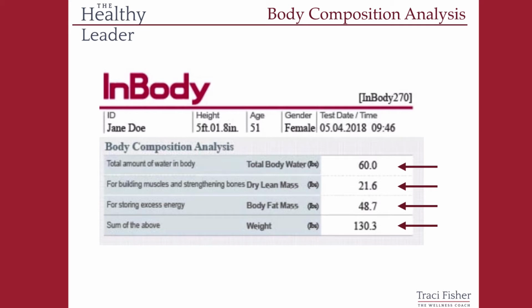So the important part to remember here is that your weight is a summation of all 3 of those areas. And we really want to focus on body fat mass and dry lean mass when we're thinking about exercising or working out or becoming healthier through body fat loss.